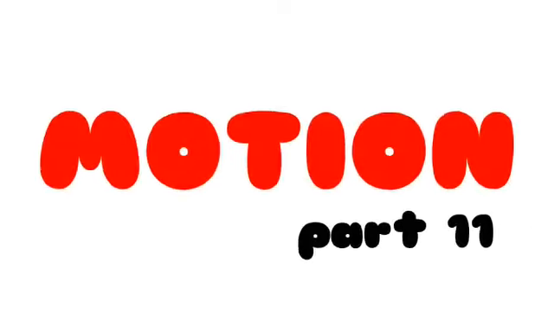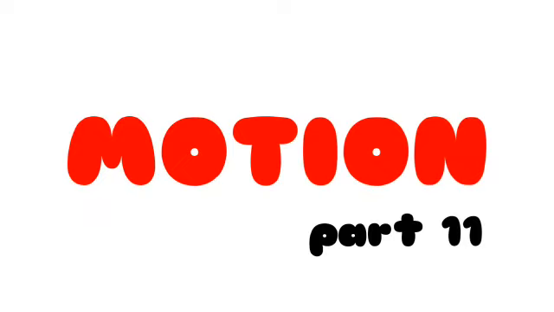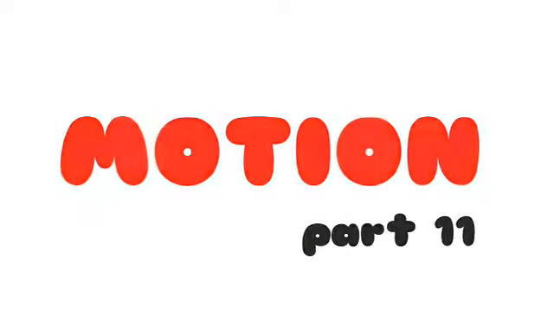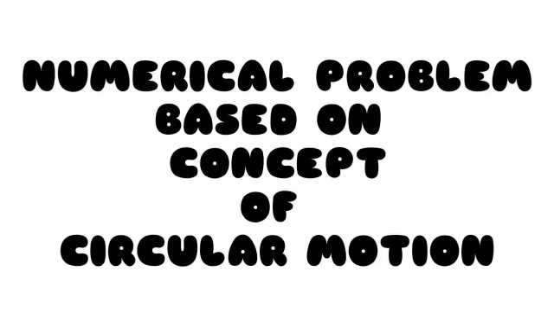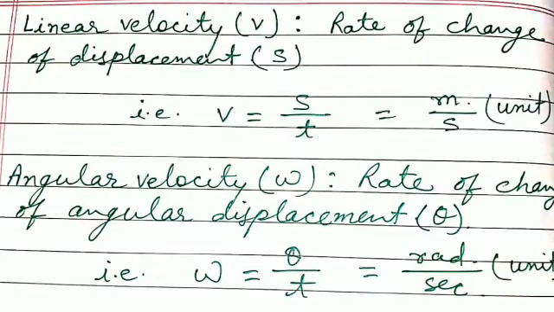This is the 11th video from the unit motion. In the last video, I was discussing the numerical problems based on the concept of circular motion and uniform circular motion. Here in this video, we will know some of the terms related to the circular motion and one derivation establishing the relation between linear velocity, angular velocity and radius of circular path.